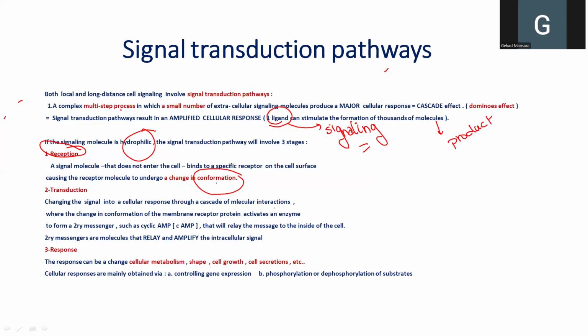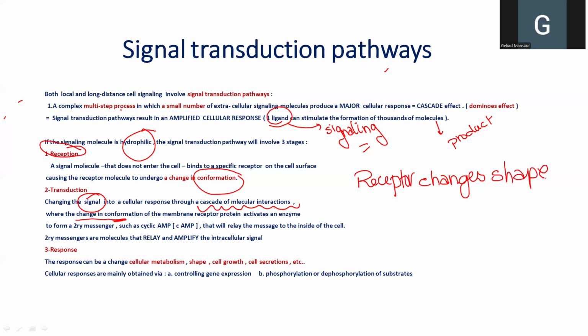And after having made this change in conformation, there is the transduction, meaning that we will change the binding of the signaling molecule to the receptor, which is the signal, into a cellular response. How? By inducing a cascade or a series of molecular interactions. That will start by what? That will start by a change in the conformation of the membrane protein. So the first step after binding is that the receptor changes shape.